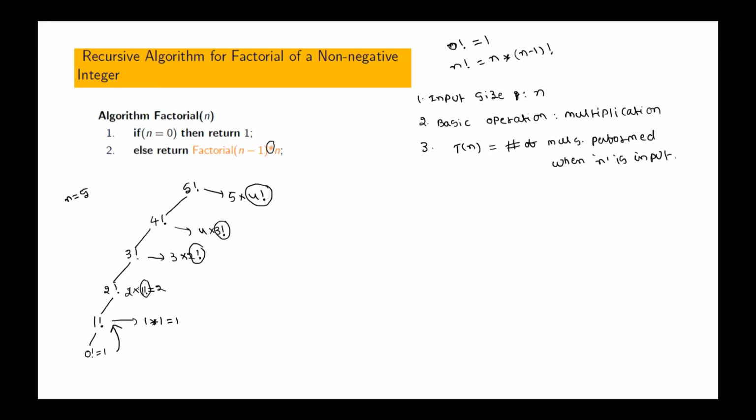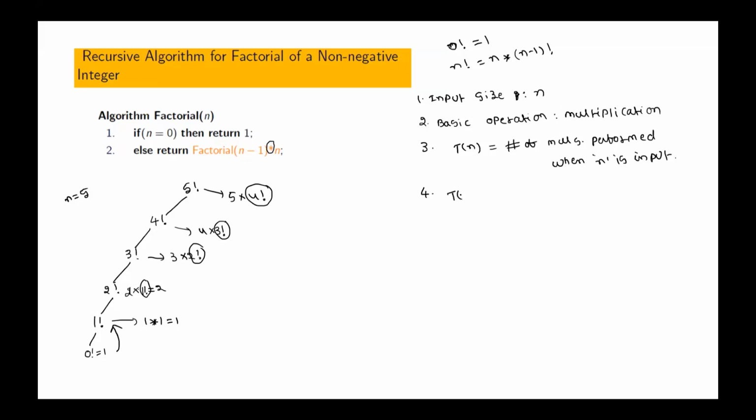5 times. If n equals 6 is given, 6 times. If n equals 7, 7 times. So that means it depends on n only. It depends on n for factorial. So do we have a best case, worst case, average case here? No, sir, there are no such cases.